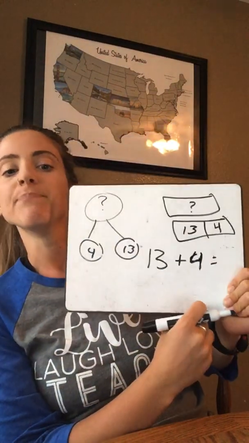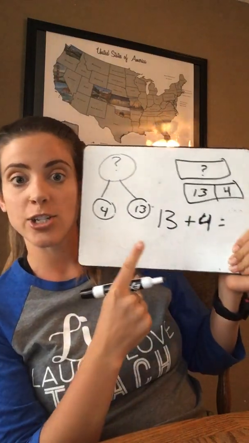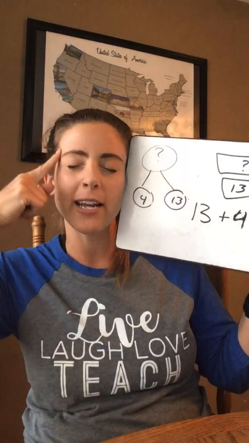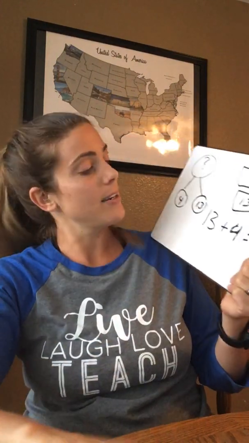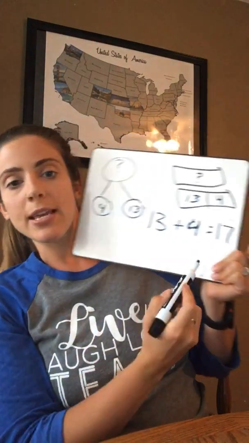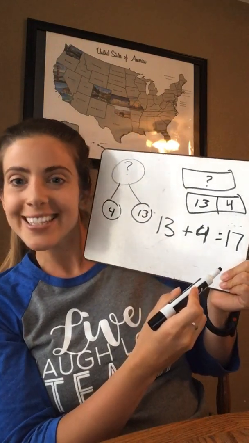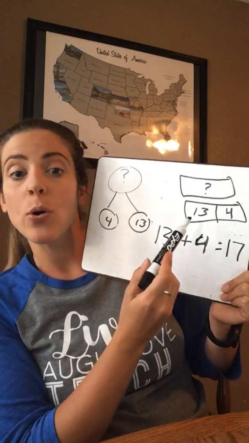Oh, my 4 is sloppy. Let's do our counting on strategy. So 13 and add 4 more. 13 in your head. 13, 14, 15, 16, 17. So that would mean Damien has 17 people on his soccer team. And that's more than Brandon's.